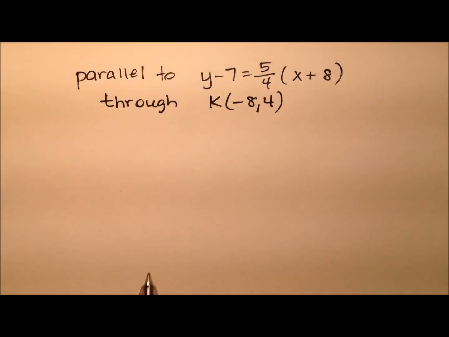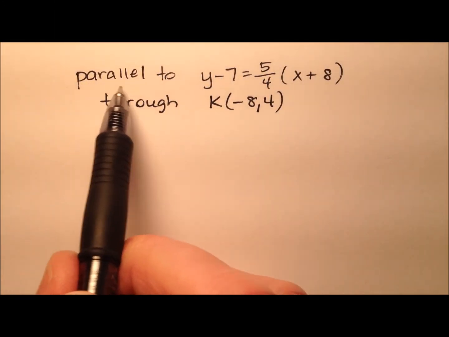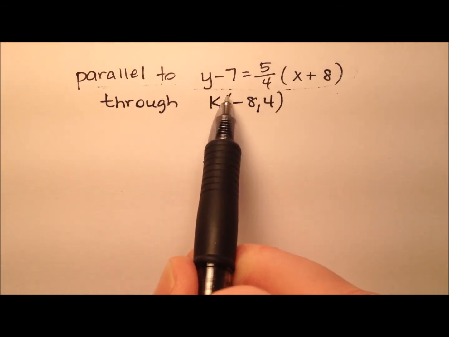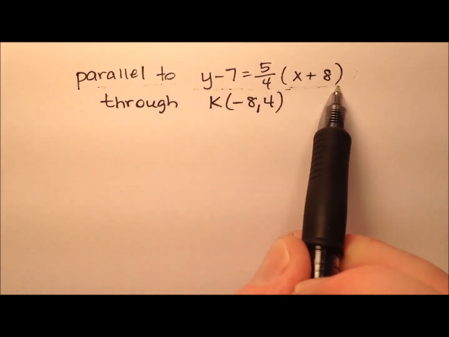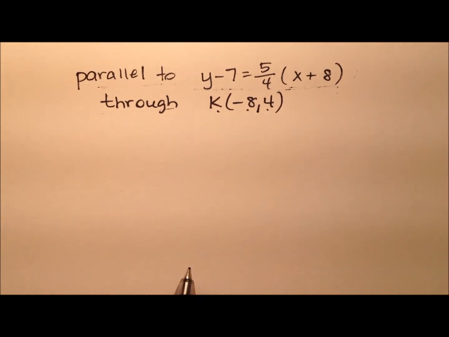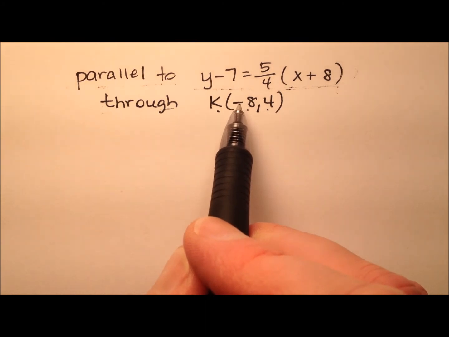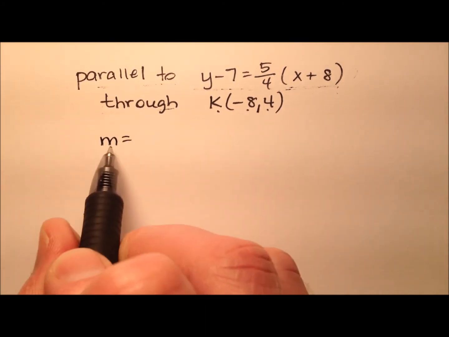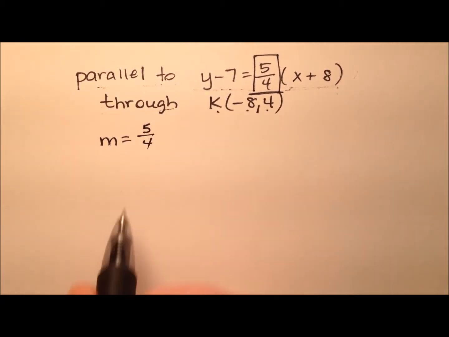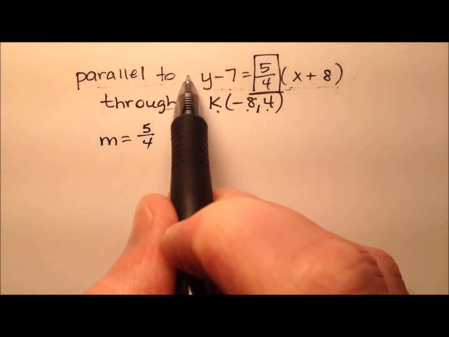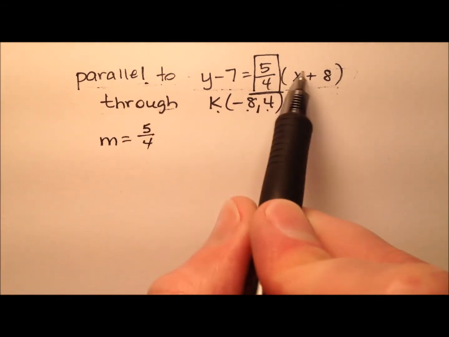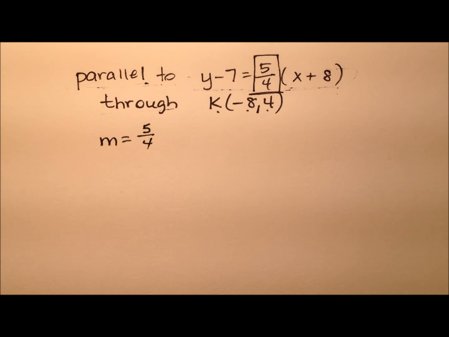In this third example, we're going to write the equation of a line that's parallel to this line that's given to us, and this is given to us in point-slope form, and it's going to pass through the point K, which is (-8, 4). So in order to be parallel, you know we have to have the same slopes, so our slope is going to be 5/4 right there. Okay, and that's all we need from that initial equation is just the slope, because if they're parallel, we just need to grab the slope because they have the same slope.